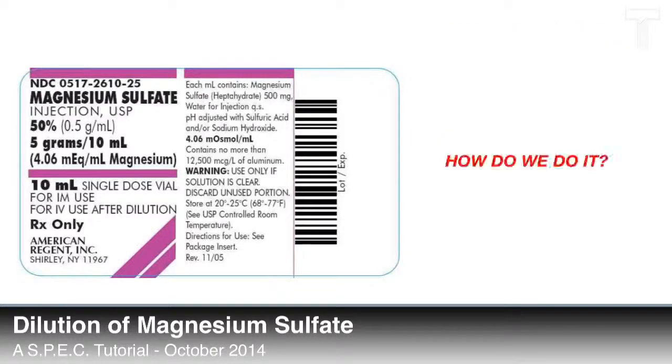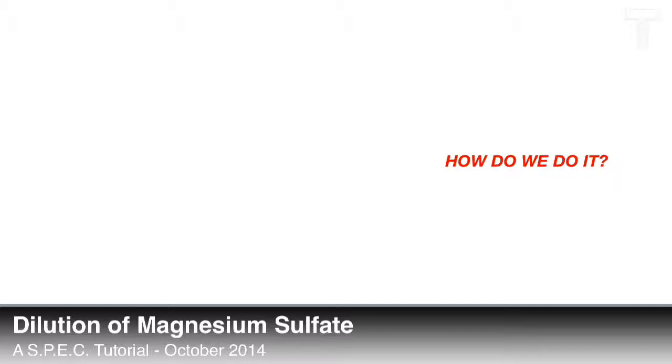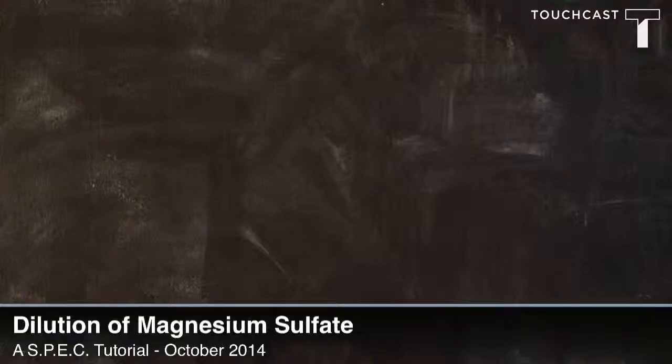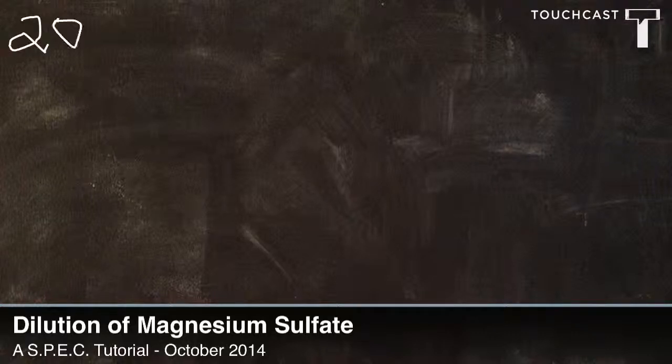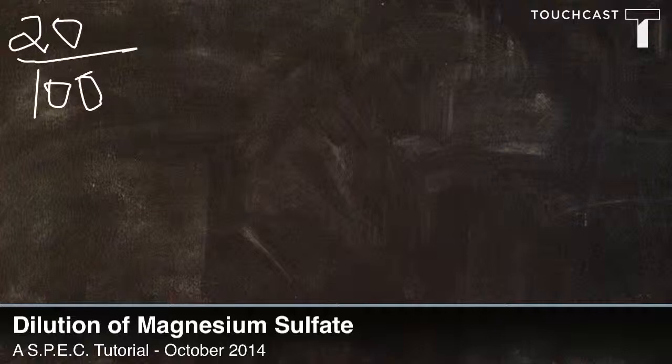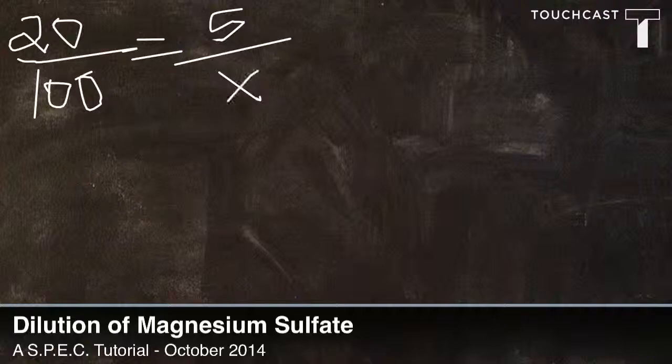So the question is, how do we do that? Well, that's what we're going to talk about today. It's not too hard, and using a little bit of simple math is how we're going to figure it out. So we have 5 grams, right? In a 50% solution, we want to make that a 20% solution. So we automatically know we want 20% out of a 100% solution. And we have the 5 grams, but x, our variable here, is going to be what our total solution is to make that 5 grams 20%.